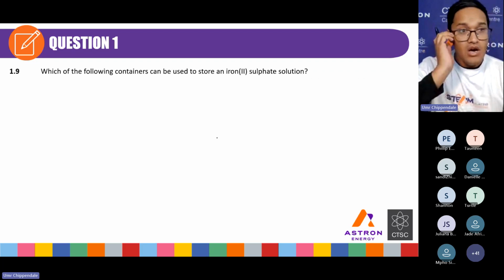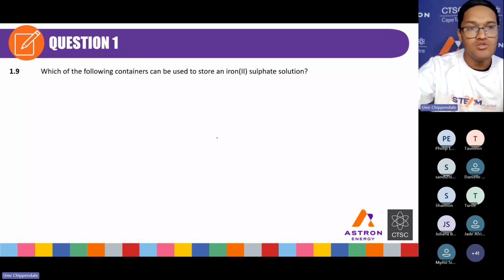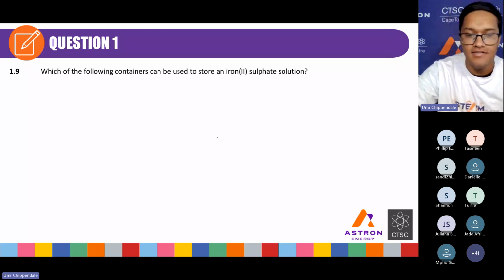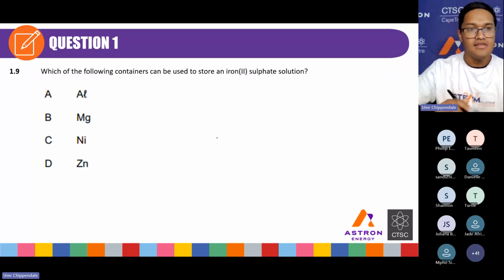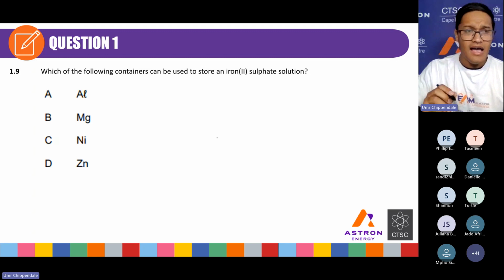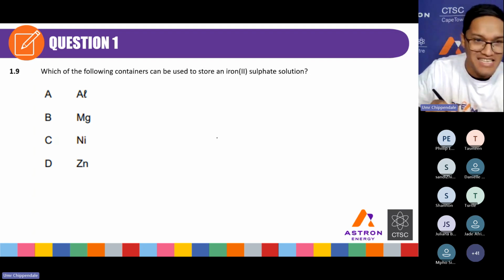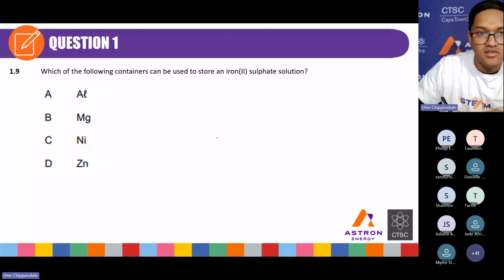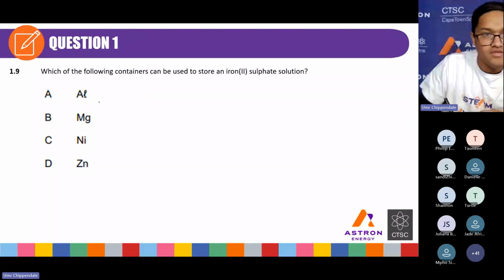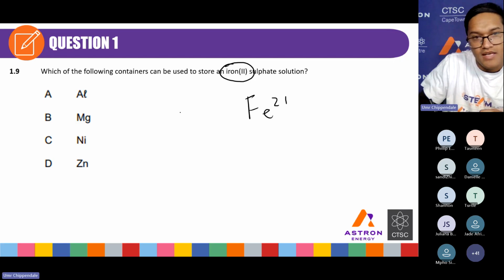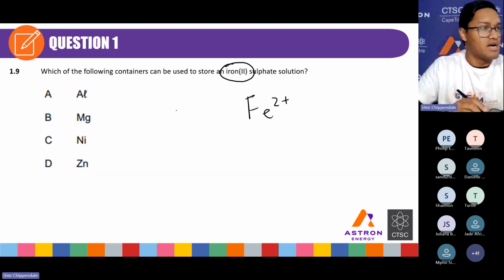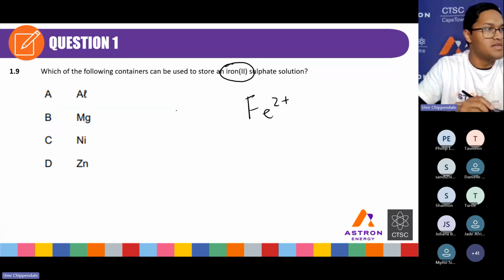Moving on to 1.9. Which of the following containers can be used to store an iron 2 sulfate solution? Is it going to be A, aluminium, B, magnesium, C, nickel, or D, zinc? All right, so which of these containers can be used to store iron 2? From here, you can see iron 2, so that's going to be Fe2 plus. That's what you're going to have to look out for.